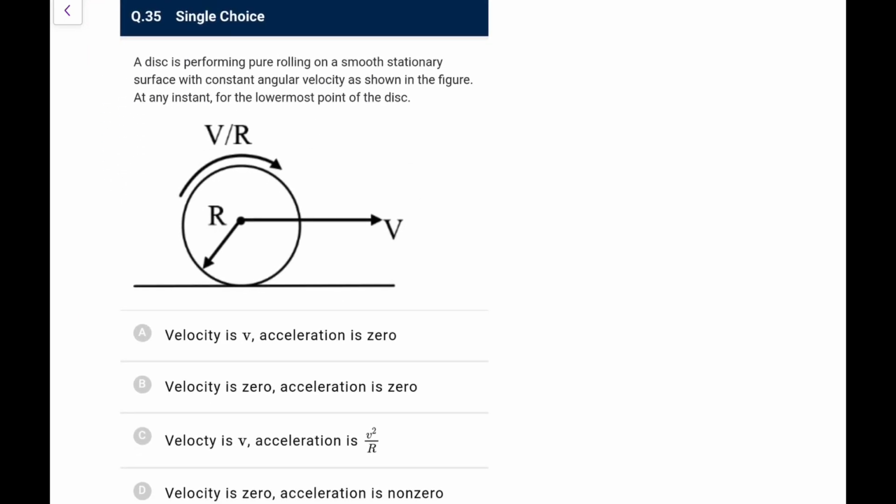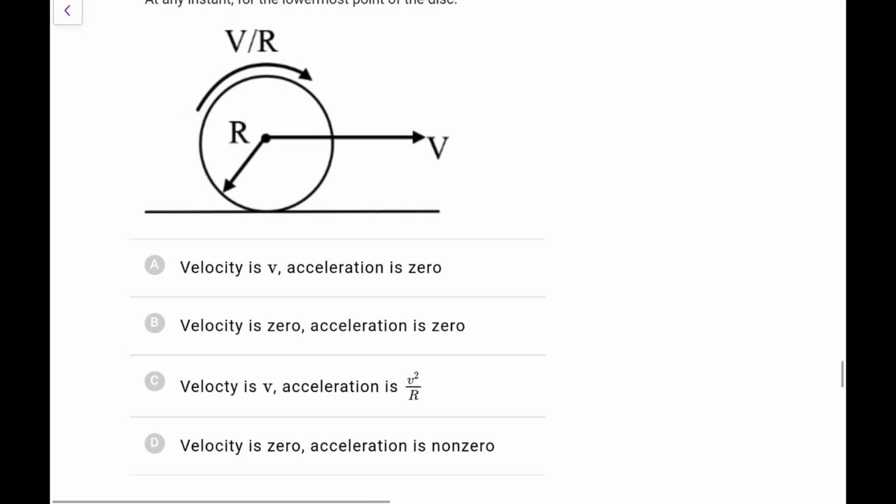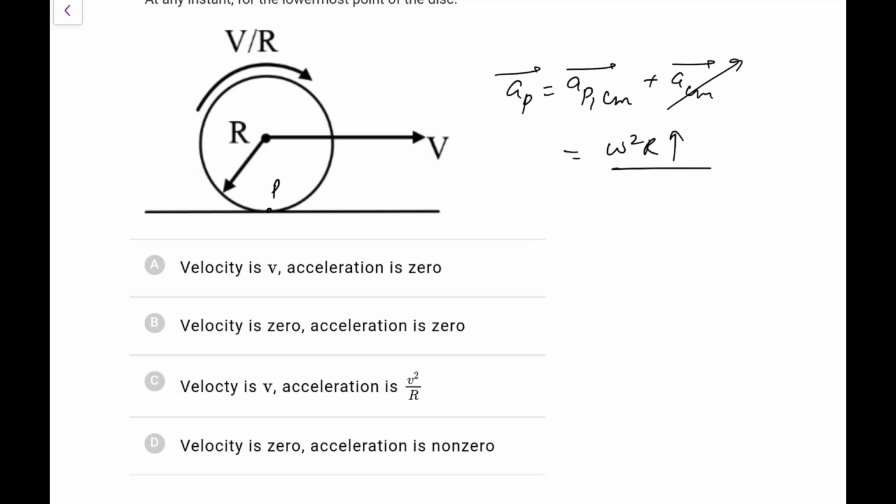Disk is performing pure rolling on a smooth stationary surface with constant angular velocity as shown, for at any instant for the lowermost point of the disk velocity is, because omega is constant, v is constant, velocity is 0, acceleration will be non-zero, because acceleration is an important thing. Velocity is 0, acceleration of P is acceleration of P with respect to CM plus acceleration of CM. CM acceleration is 0, but with respect to CM it will be having acceleration omega square r upwards. So the velocity is 0 but the acceleration is non-zero here, just remember this thing.